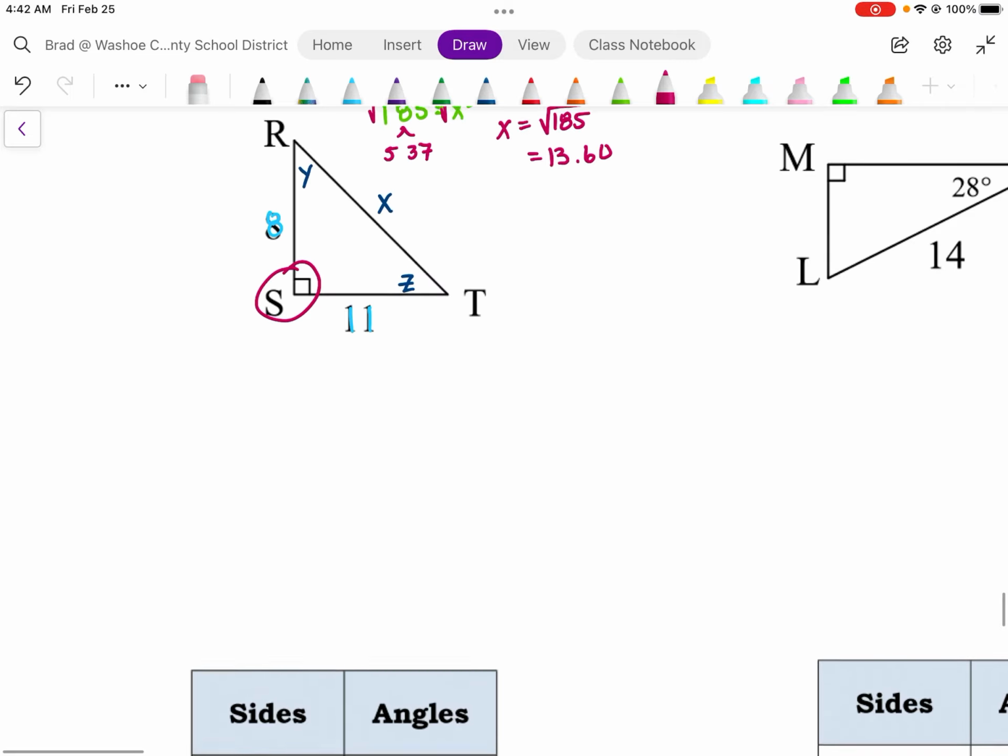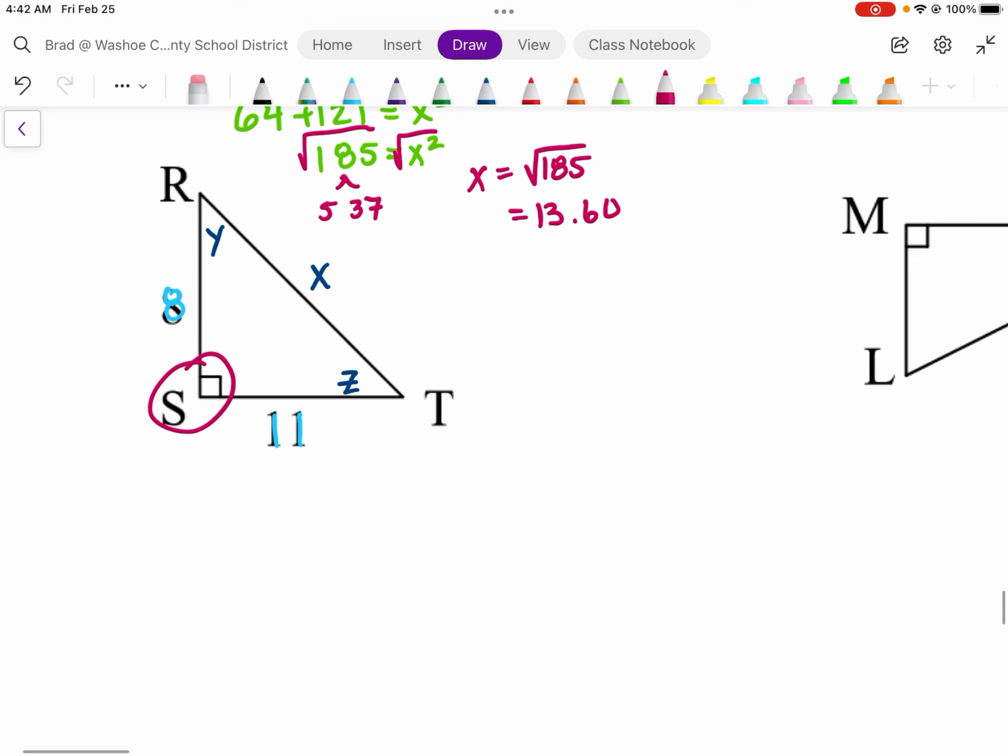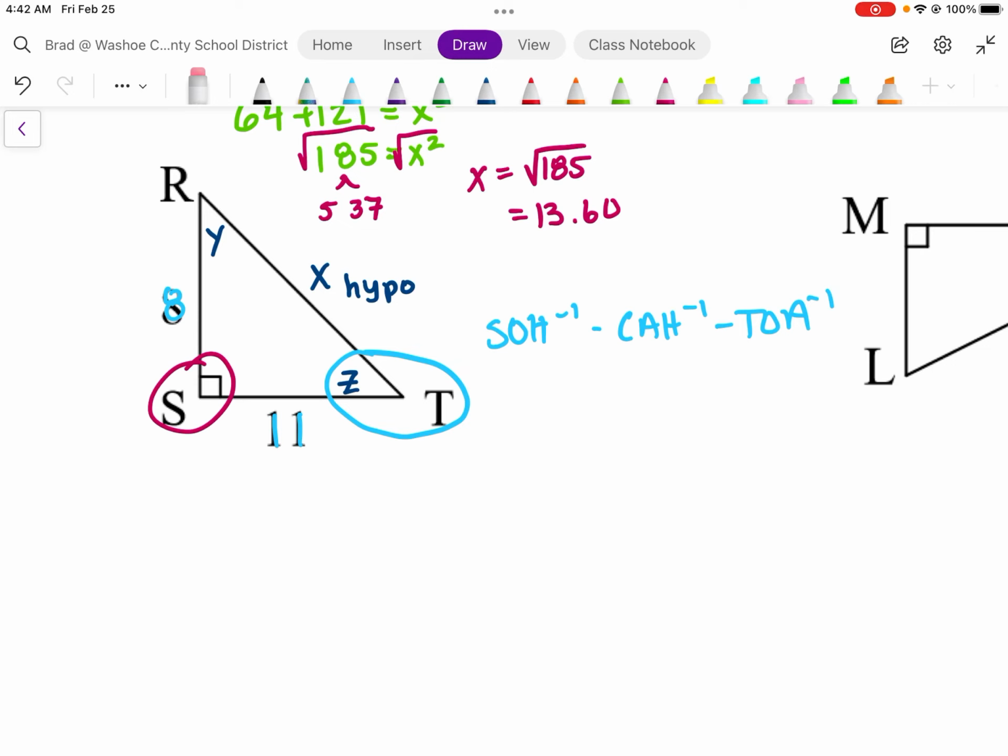So R and T. So to find one of the angles, we have to use our inverse trig. So let's go ahead and find Z this time, just to mix it up. So I'm going to do so, SOH CAH TOA, and I'm doing those -1s because we're doing the inverse. So that means this is the hypotenuse. Let's do that in a different color. Hypotenuse. And then this is going to be the opposite side, and this is the adjacent side.